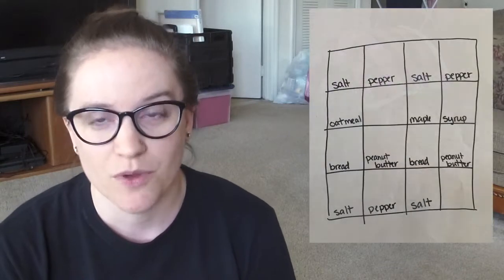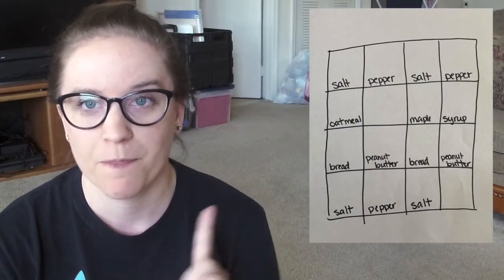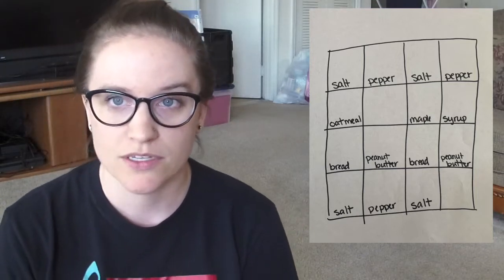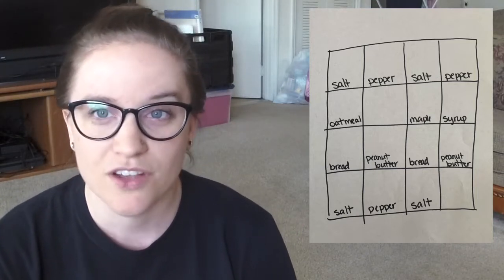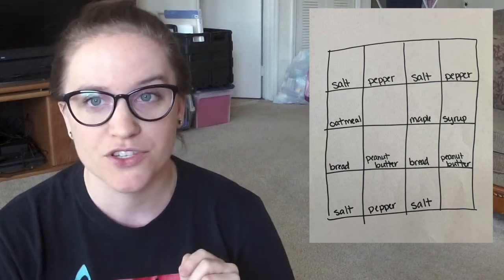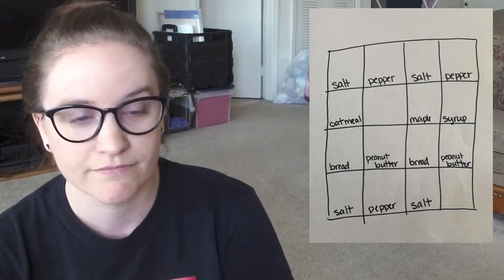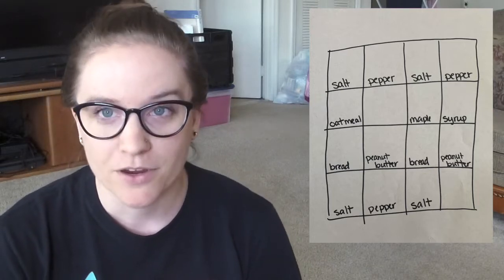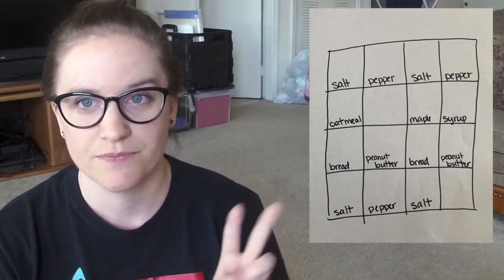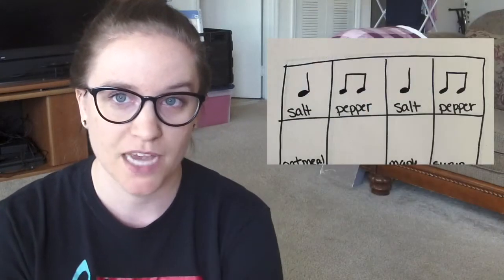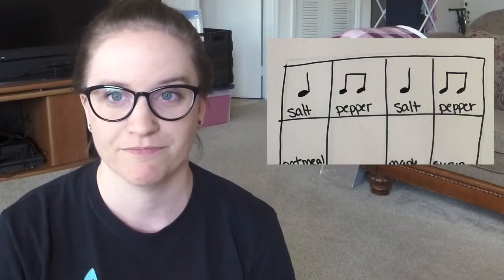So I'm going to start with my first row. You can see that my first row says salt, pepper, salt, pepper. Salt has 1 syllable, so above salt, I'm going to draw a quarter note or a ta. Pepper has 2 syllables, pepper. So I'm going to write a tate above each time pepper appears on my paper.